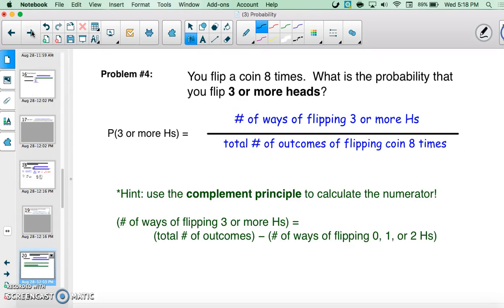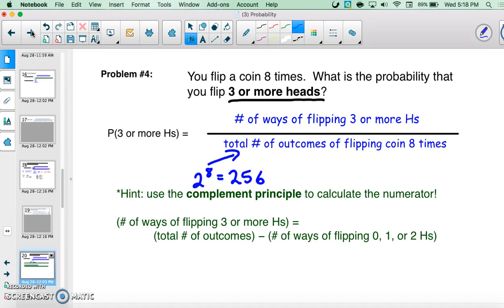For problem number 4, you flip a coin 8 times now. What is the probability you flip 3 or more heads? So, or more, that seems significant. So if we're looking at how to do that, we know the bottom is easy. For the bottom, we've got 8 different times of saying yes or no this time. So we have 2 to the 8th power, which gives us 256.